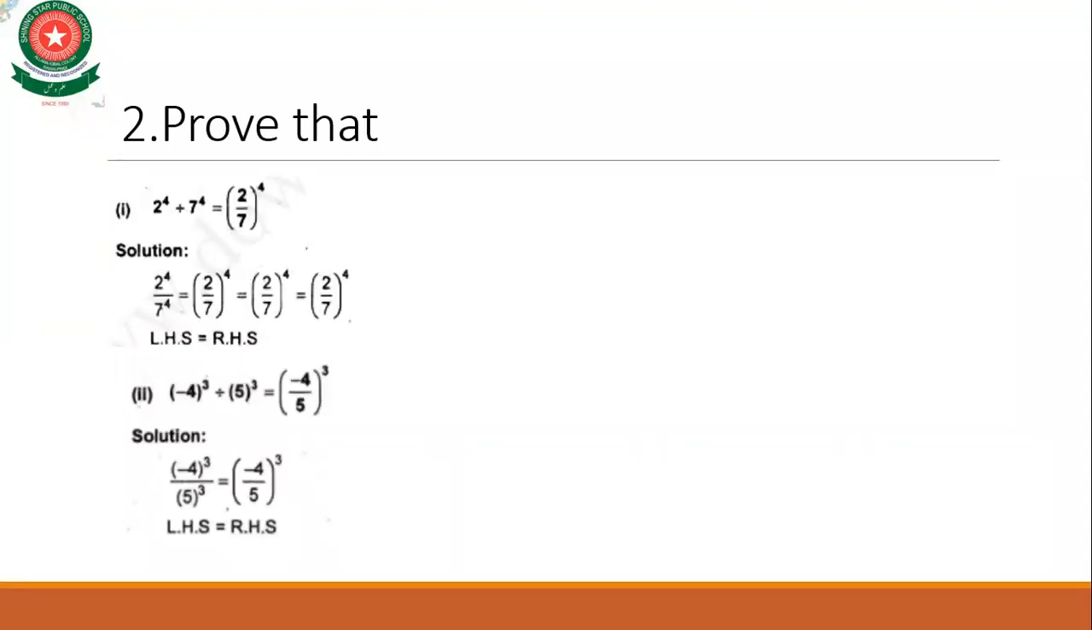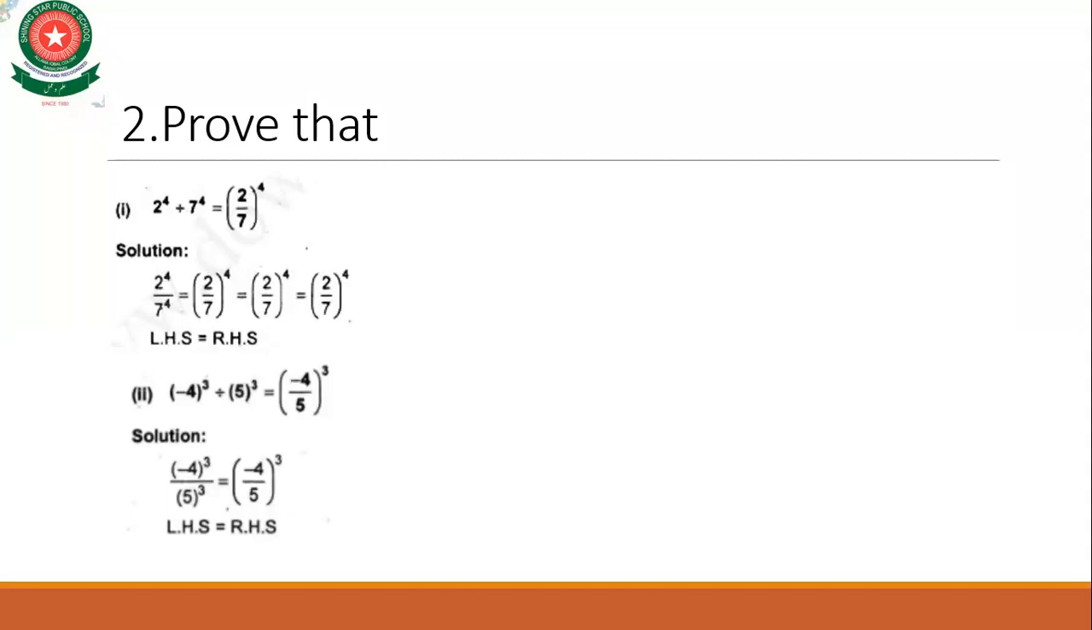Part 1 is 2 power 4 divided by 7 power 4. I repeat, 2 power 4 divided by 7 power 4 should be equal to (2 by 7) power 4. Here we just have to prove that the left hand side should be equal to the right hand side.